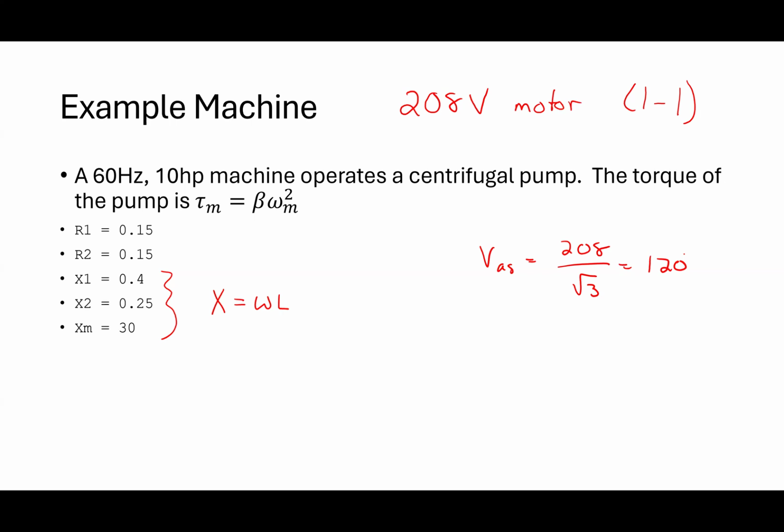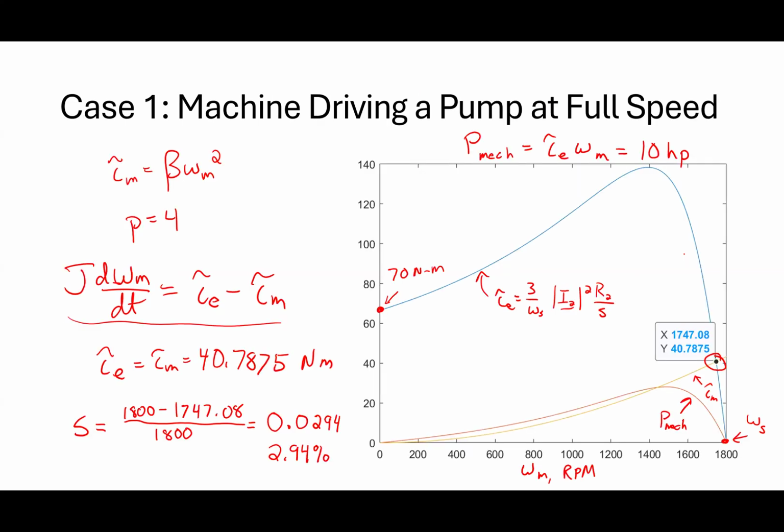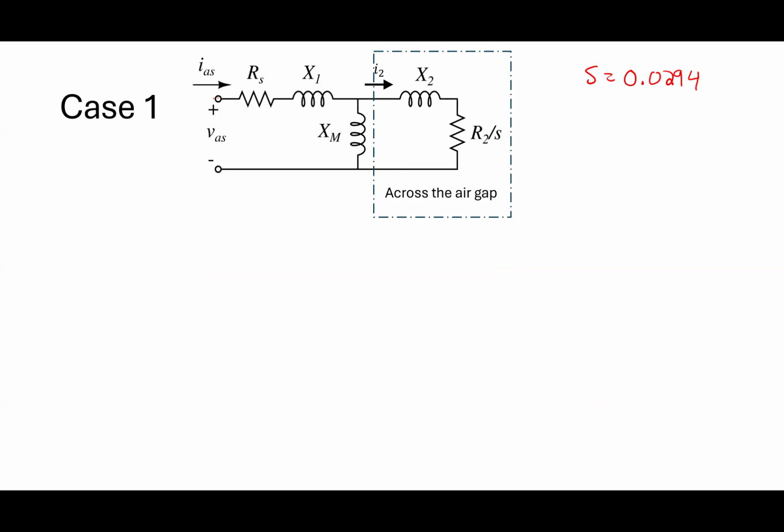To be honest with you, usually a motor that's 208 can also be hooked up to be 480. Almost always they can be hooked up that way. The parameters would be different, but that's what I'm doing here. So that means I've got a 120 volt source right here.